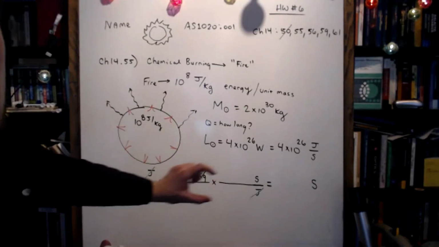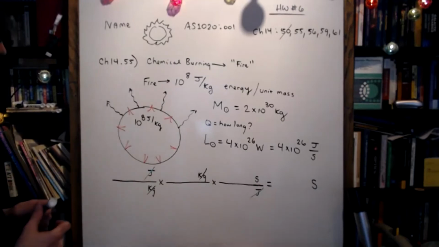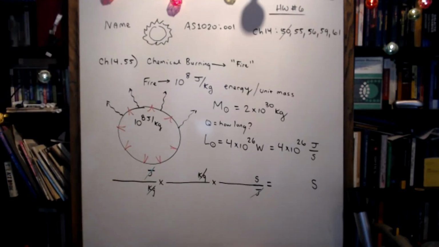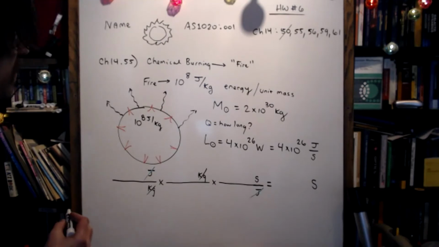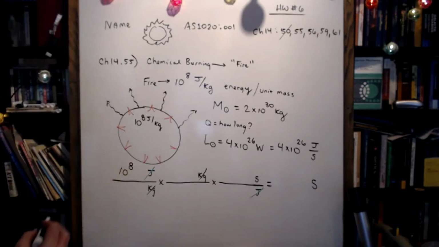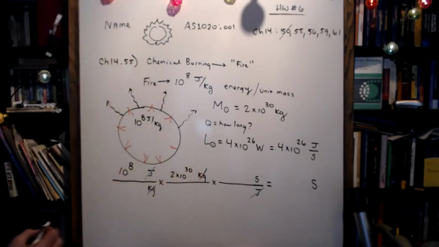You're doing great by putting the numbers in the right positions. So then it would be 10 to the 8th on the top. Well, the 10 to the 8th on top. And then for the next bar, we can do 2 times 10 to the 30th on the top. And then 4 times 10 to the 26th next to seconds on the third bar.